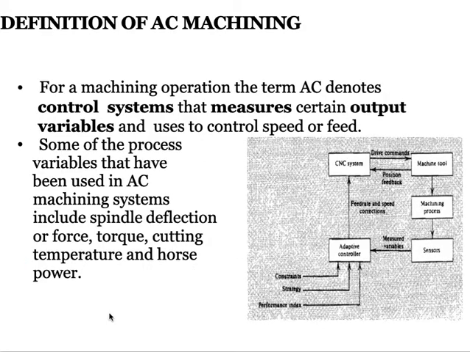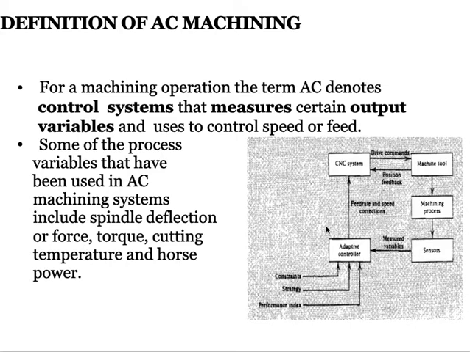What is the definition of AC machining? For machining operations, the term AC denotes the control system that measures certain output variables and uses them to control speed or feed. Some of the process variables that have been used in AC machining systems include spindle deflection, force, torque, cutting temperature, and horsepower, as we just saw.